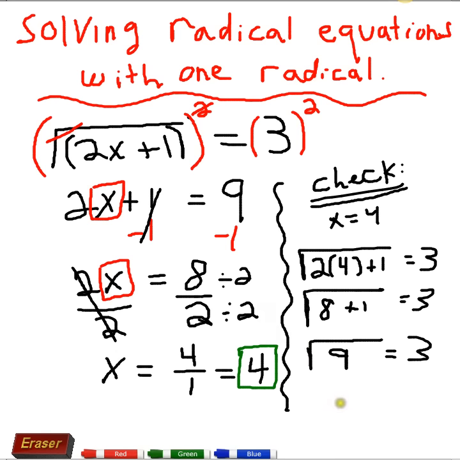And the square root of 9 is 3. So 3 equals 3, so we're happy. This makes sense because 3 does in fact equal 3. So it works, and our ultimate answer is x equals 4.